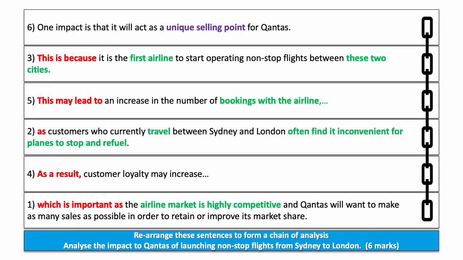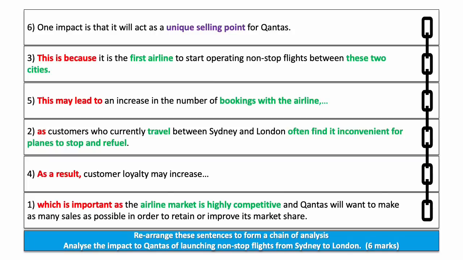So this is because it is the first airline to start operating non-stop flights between these 2 cities. This may lead to an increase in the number of bookings with the airline, as customers who currently travel between Sydney and London often find it inconvenient for planes to stop and refuel. Now you can see just in that part sentence, I didn't highlight Sydney and London in green text because that information is included in the question. Therefore, that wouldn't always be included as context. You need to take context or information from the case study in order to be awarded application marks.